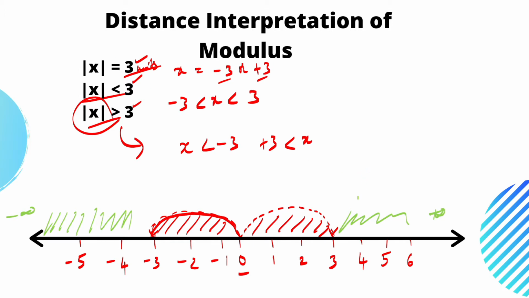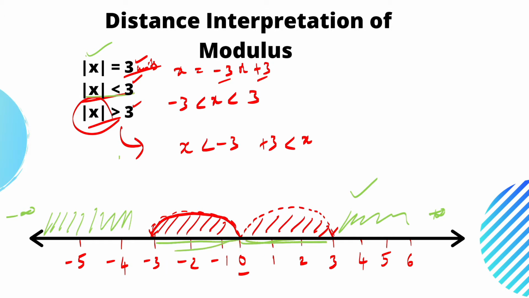So this is the interpretation as far as the number line is concerned. When modulus of x is equal to 3, it is covering 3 units. So it can be from 0, it can be on the right hand side, it can also be on the left.